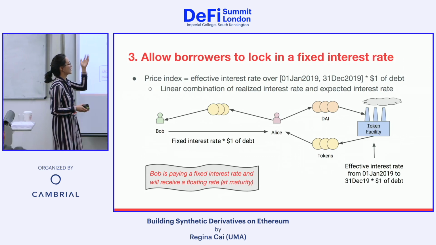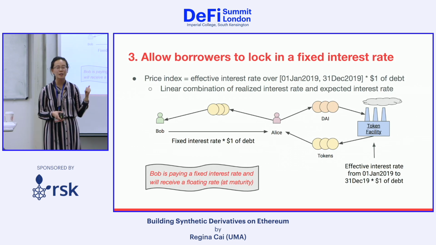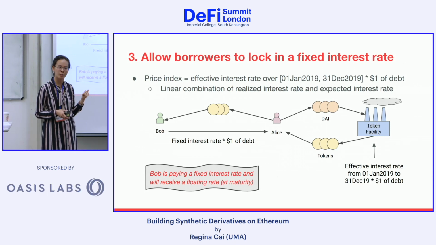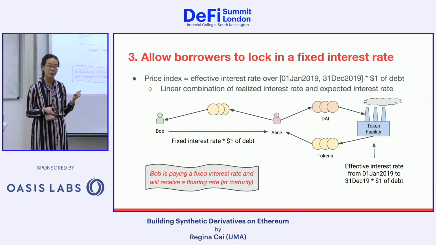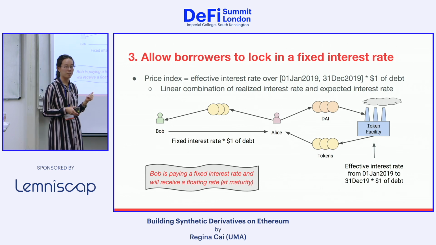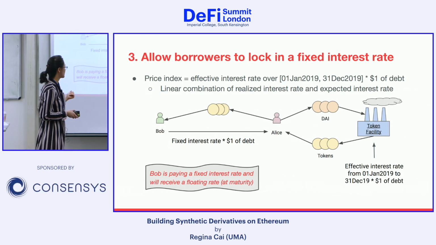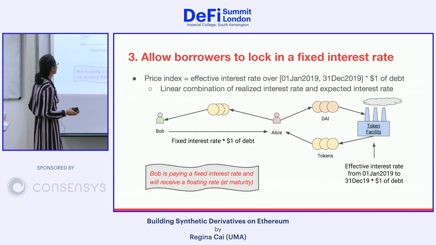Lastly, just last example I have, you can allow borrowers to lock in a fixed interest rate. This has also been super, super topical. At ETH Berlin, I think I saw at least 3 or 4 projects, all relating to interest rate swaps. So I think there's a lot of demand out there for borrowers to be able to lock in their interest rates. So here's an example of how you could do that with synthetic tokens.